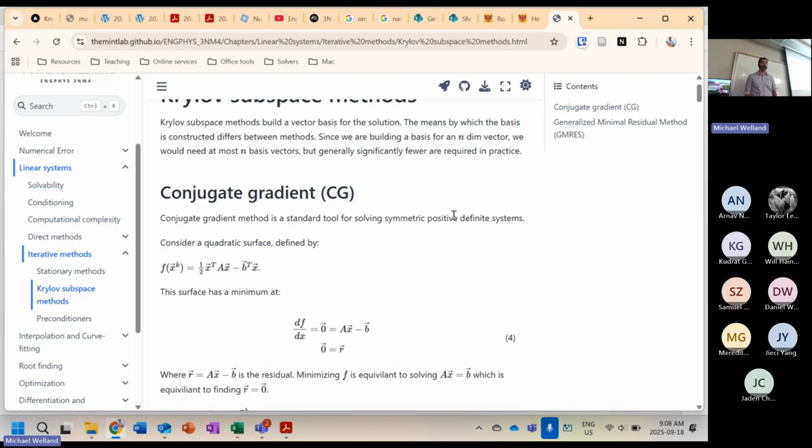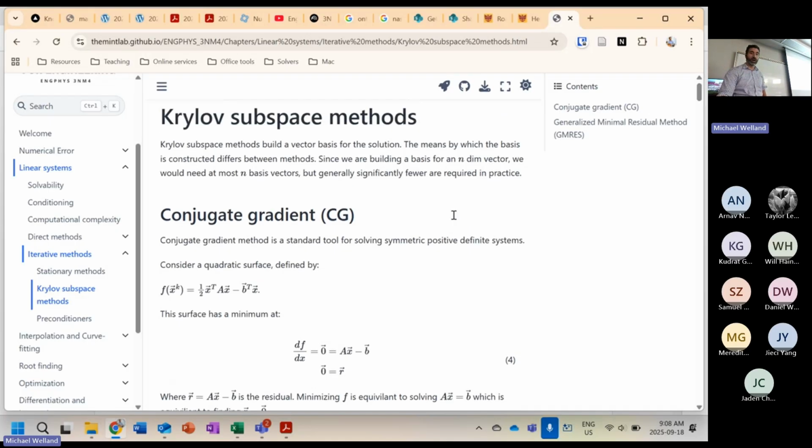Krylov subspace methods are the current de facto standard. They are different from the stationary methods. With the stationary methods, you take a guess and go, at least conceptually, element by element, and you keep doing the same thing over and over again until you get to a solution. Krylov subspace methods work on the idea that we're going to build a basis for your solution vector.